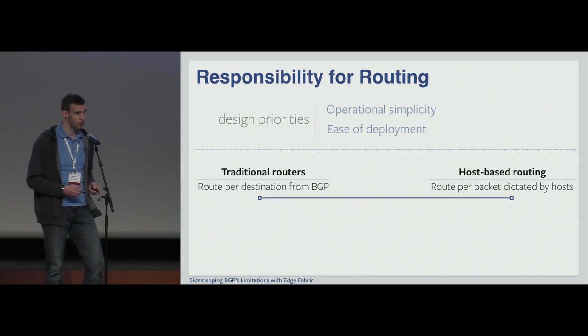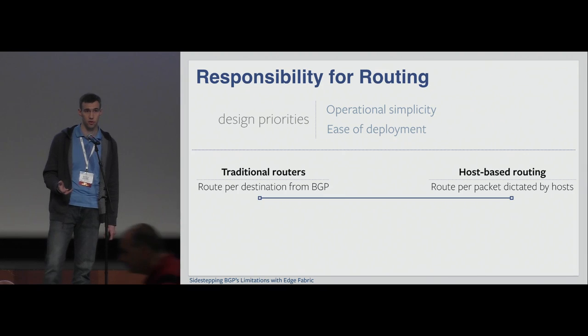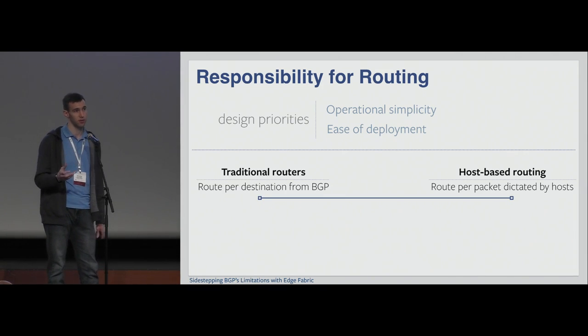So in general, there's two key extremes in terms of how you can do routing on a network. On the left-hand side here, there's what most network operators do today, which is traditional routing. I have my routers at the edge of my network perform or configure routes on a per destination basis based on what they've learned from BGP. On the right-hand side, I have another extreme, which is host-based routing. And that's where each host makes a decision on what the route of that packet's going to be, and then uses some signaling method, such as MPLS or GRE, to signal to the routers at the edge of the network how to handle that packet.